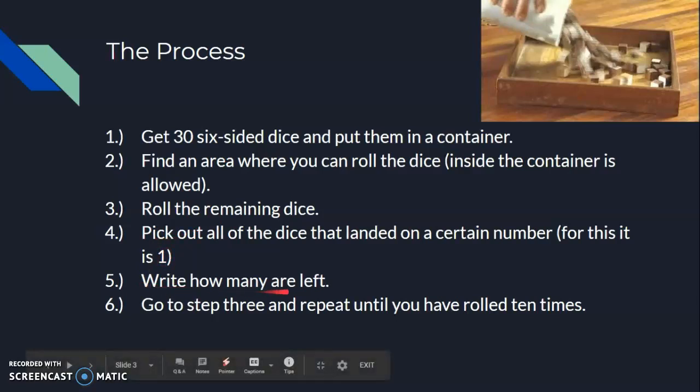And you're going to write down how many are left, and then you're going to go to step 3 and repeat until you've rolled 10 times, or you reach 0 dice.